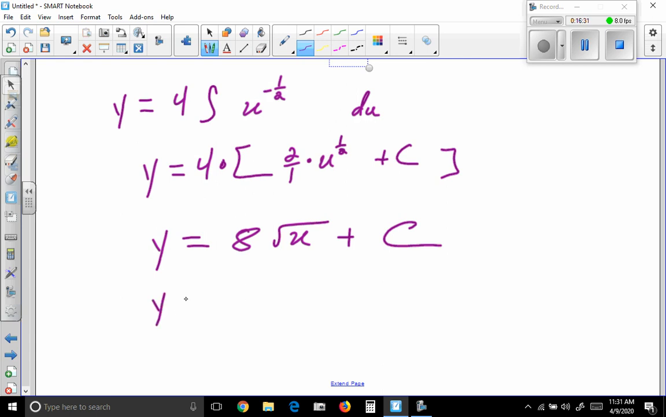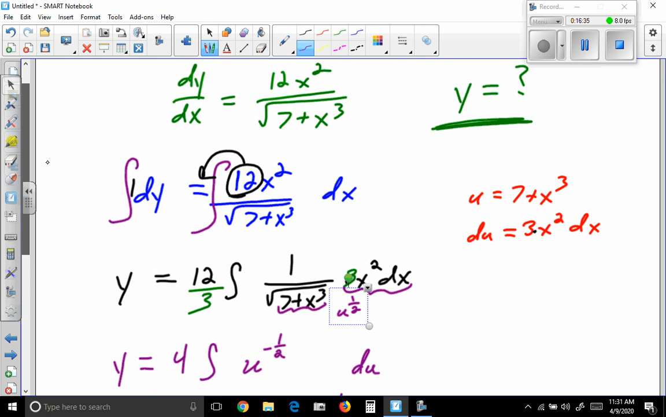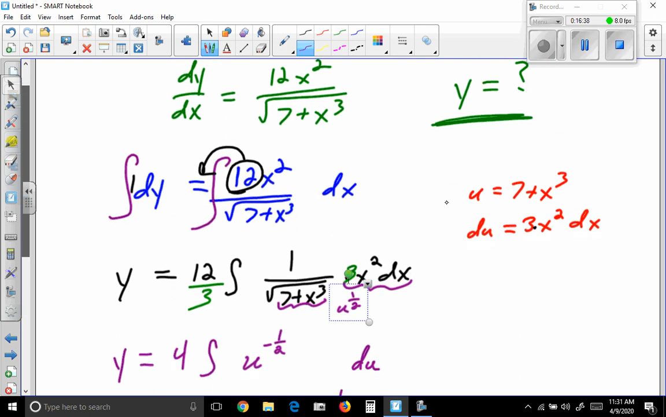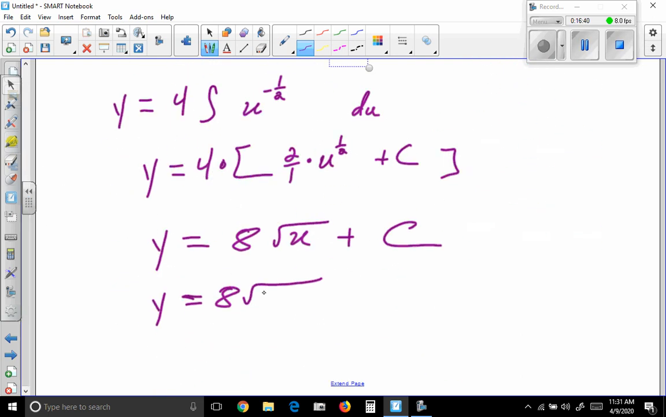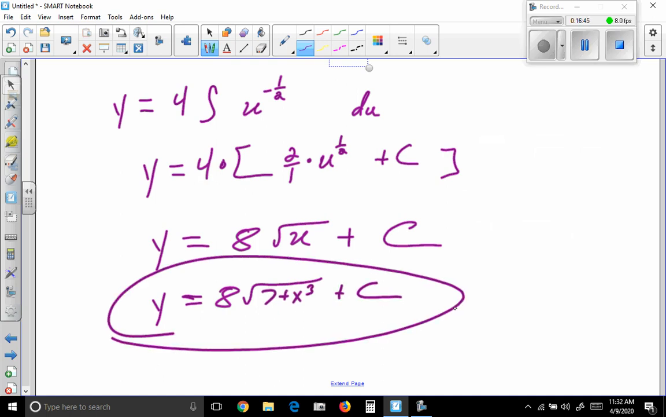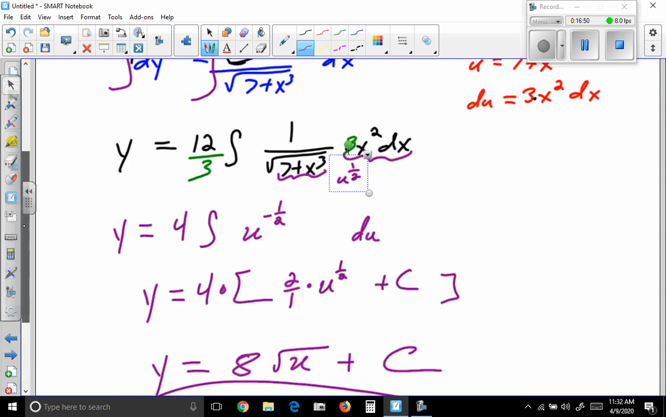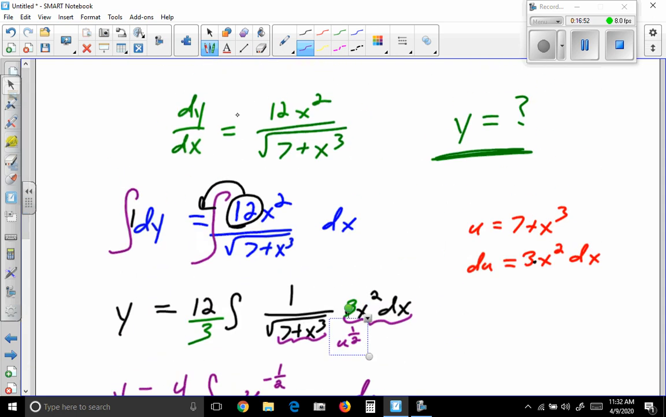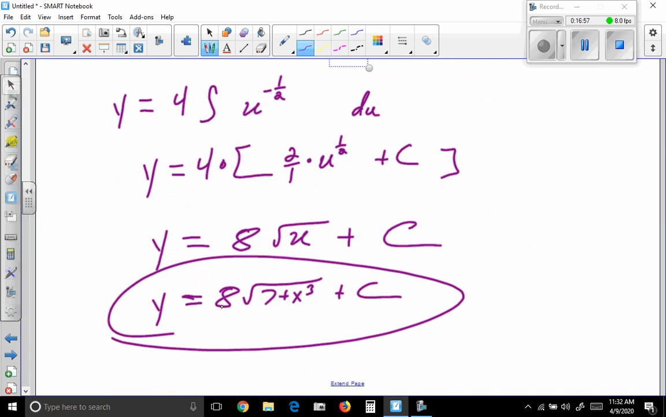So the only thing left to do is to replace u with what we put u in place of. So u is equivalent to 7 plus x cubed. So that's the solution to our differential equation. This is the function whose derivative is that. And if you wanted to check that, you could take the derivative of our function and see if that gave us what we had to start with.